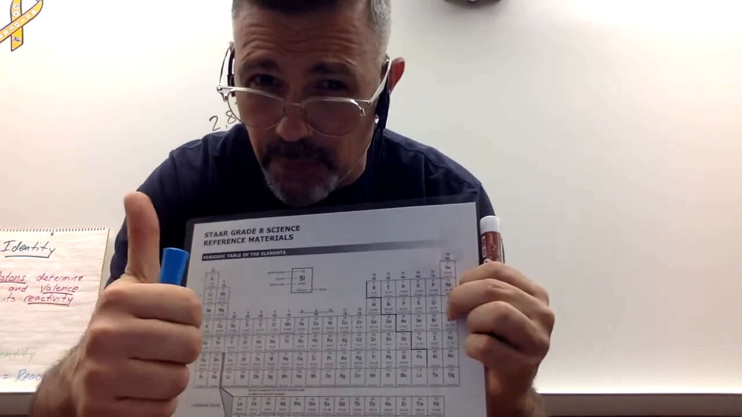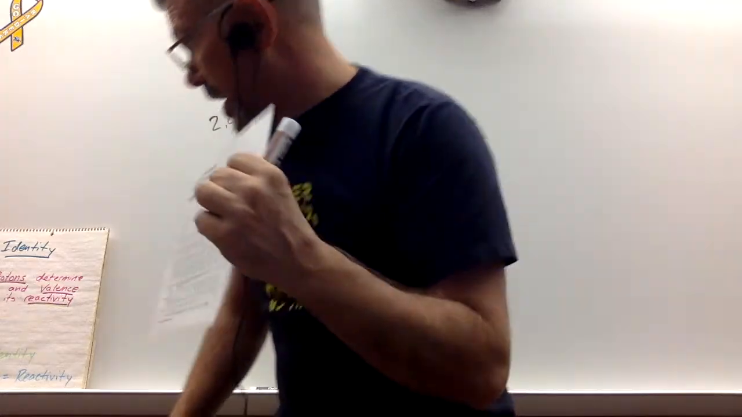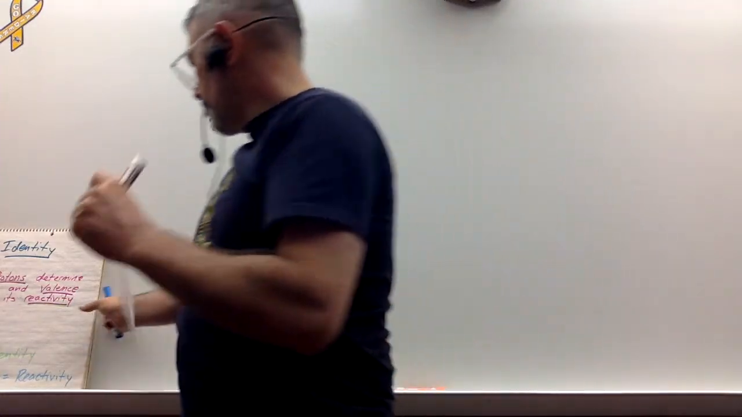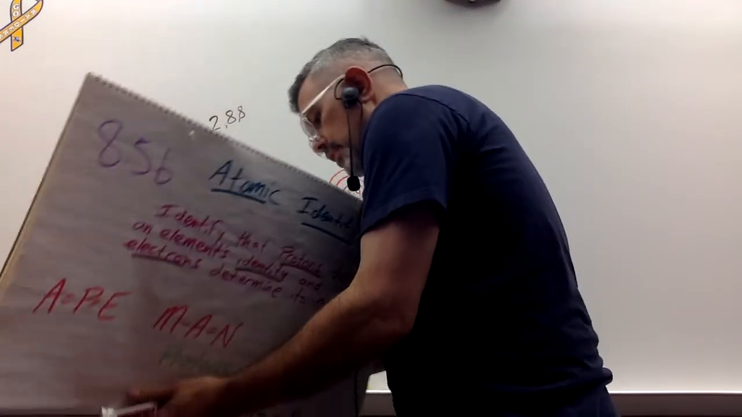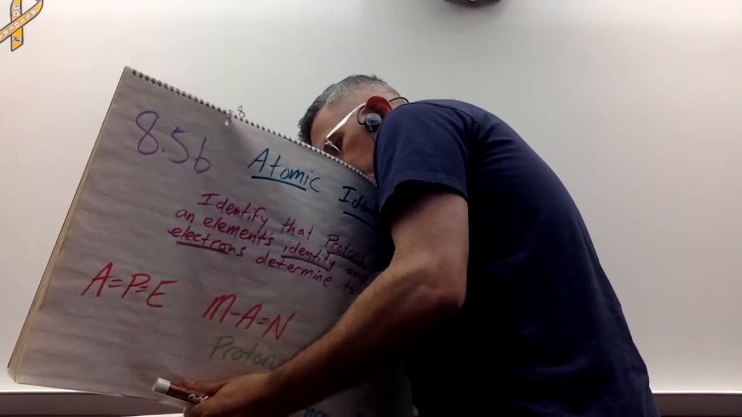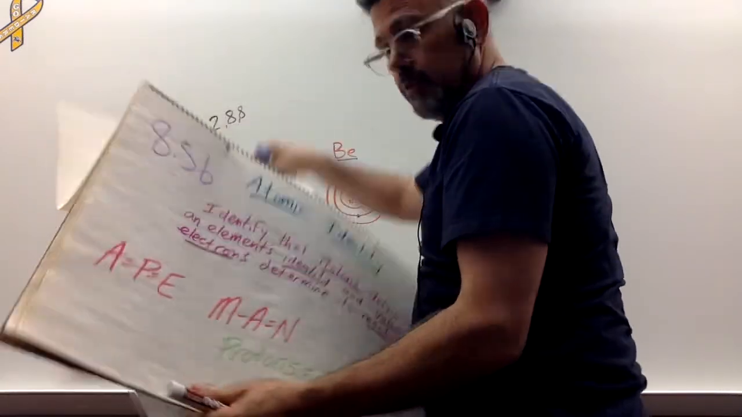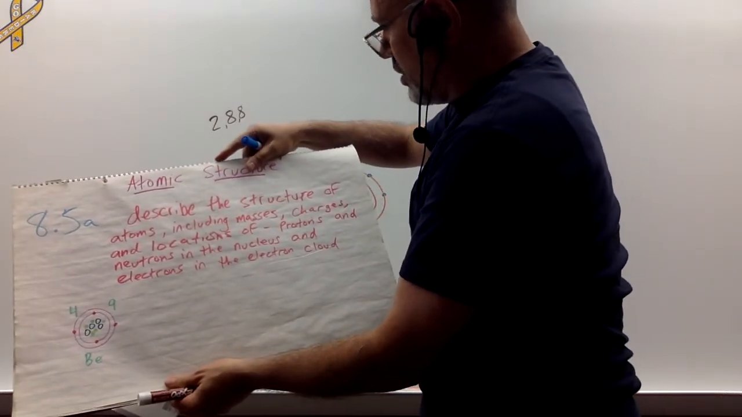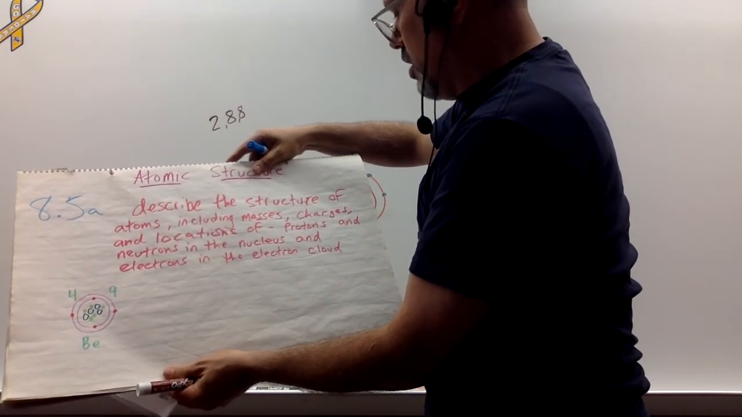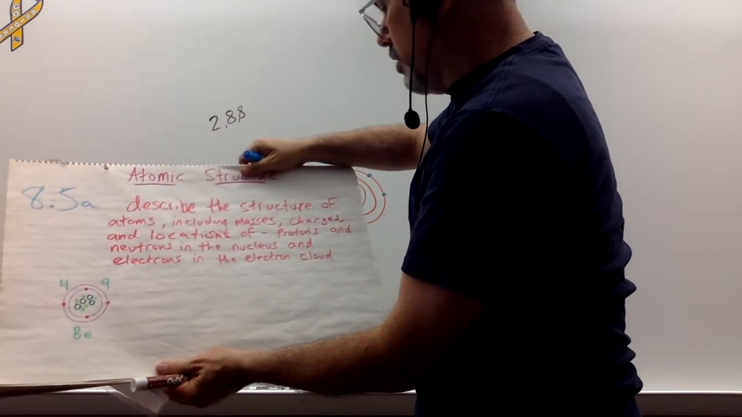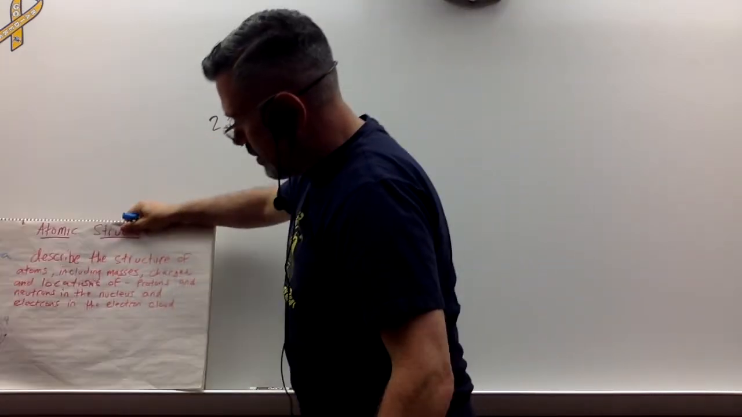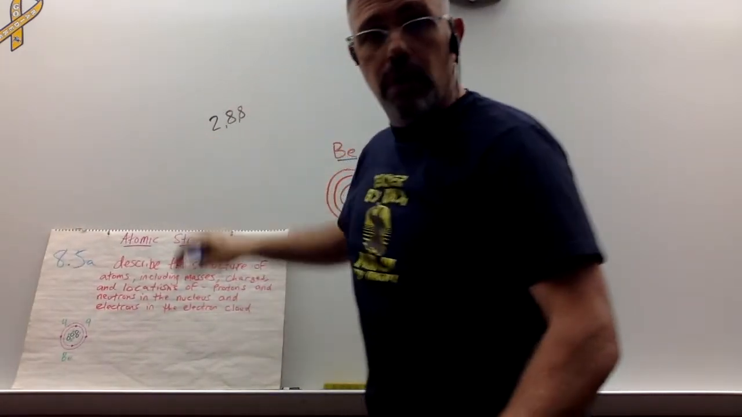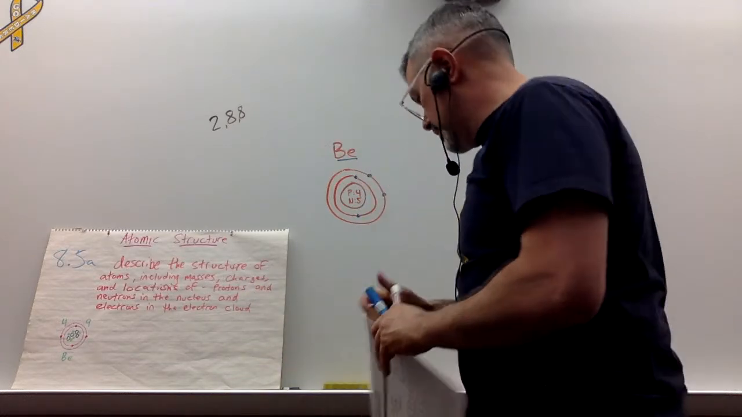At this point, you should have a pretty good understanding of 8.5a, which is right here. Wait for it. Describe the structure of atoms, including masses, charges, and locations of protons and neutrons in the nucleus and electrons in the electron cloud. And there is one other thing I wanted to talk about, and that is this.